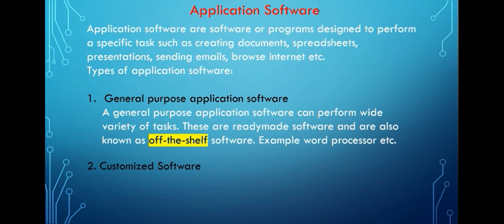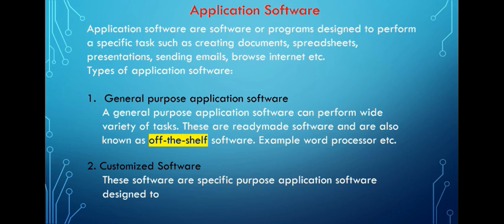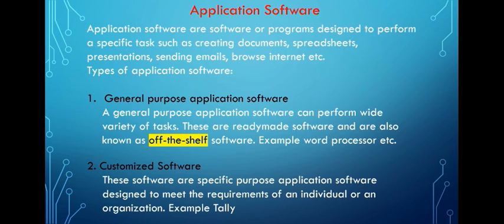Number two is customized software. These software are specific purpose application software designed to meet the requirements of an individual or an organization. Example, Tally, Sage, Cashflow, etc. Now, customized softwares are made by order, or even if they are made without order, they are used for a particular type of work. That means you can use them only for the purpose for which they have been created.